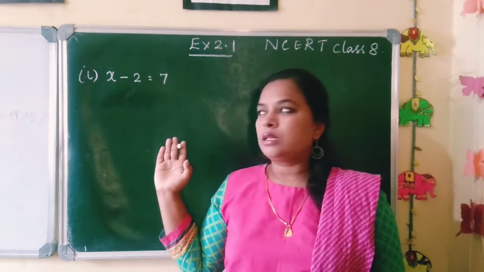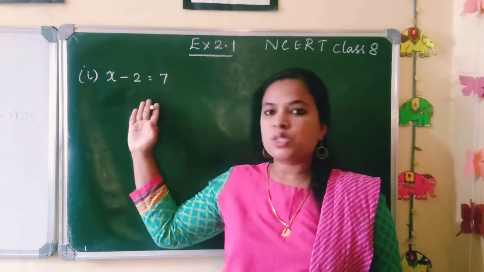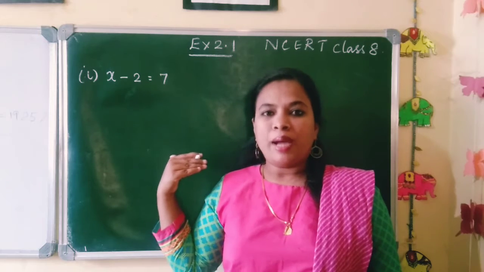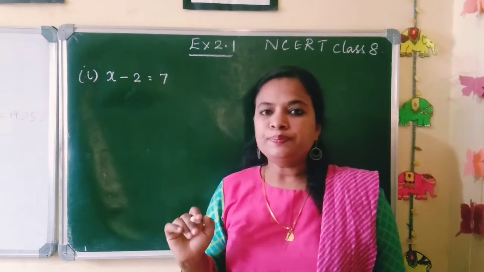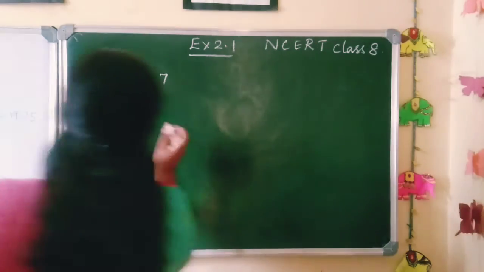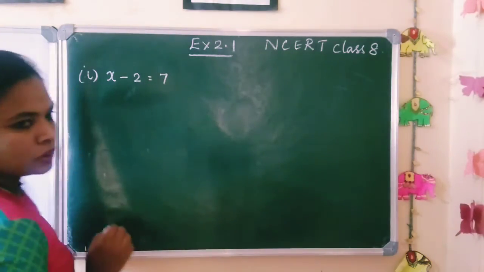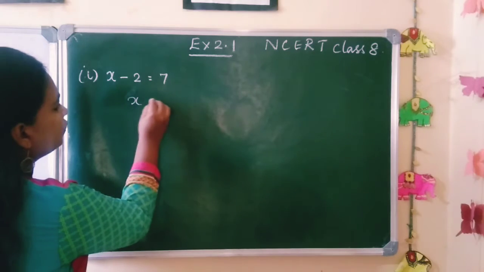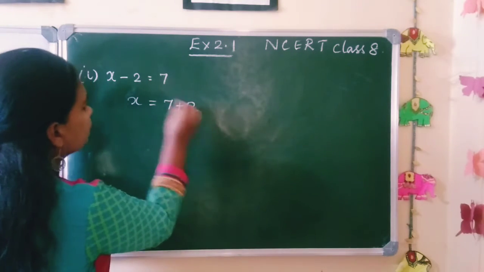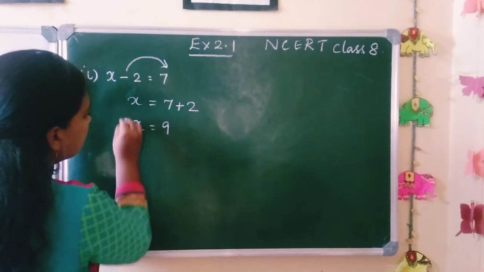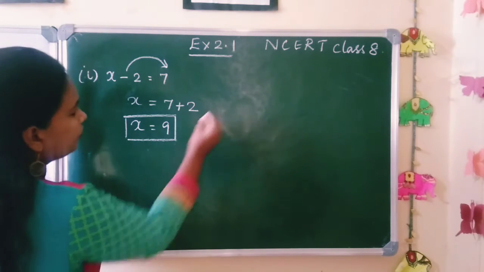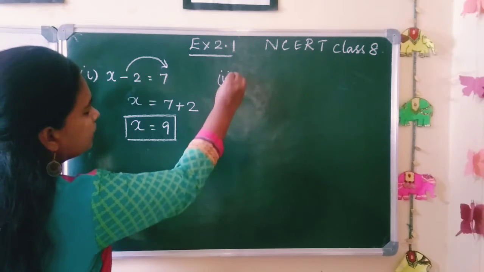You know what the opposite sign means? If it is plus 2, it is going to be minus 2. If it is minus 2, when it goes to the other side, it will become plus 2. So now here x minus 2 is equal to 7, so x value will be 7 plus 2. So x is equal to 9. So this is the first solution. Then next we will see the next one.